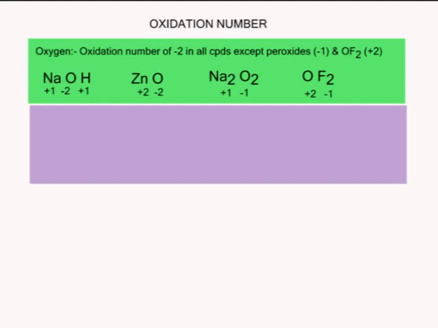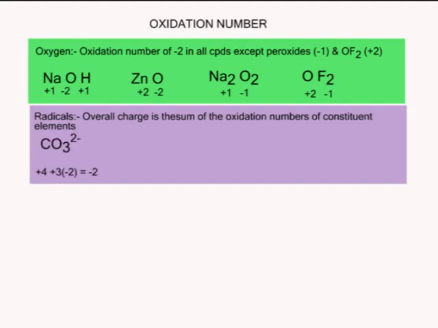Next, we have radicals, and the overall charge is the sum of the oxidation numbers of the constituent elements. So if you look at carbonate, it has an overall charge of negative 2. How do we arrive at that? We simply add up. Carbon has an oxidation number of positive 4, plus oxygen has an oxidation number of negative 2, and there are 3 of them. So we have 4 plus negative 6, and we end up with negative 2. That is the oxidation number of the radical carbonate.